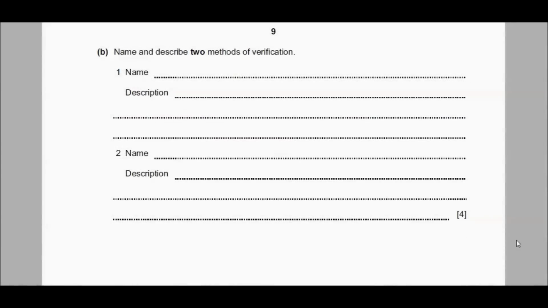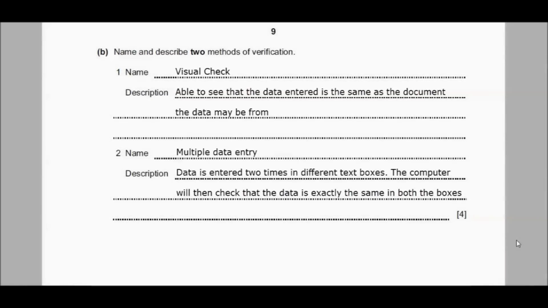Now question B, name and describe 2 methods of verification. So they just want you to name it, you don't have to give an explanation there, and the explanation goes into the description. So 2 types of verification methods. So stop the video. Okay, so there's 2 types of verifying that the data has been entered into the computer correctly. One is visual, so checking with your eyes and being able to see that the data is correct.